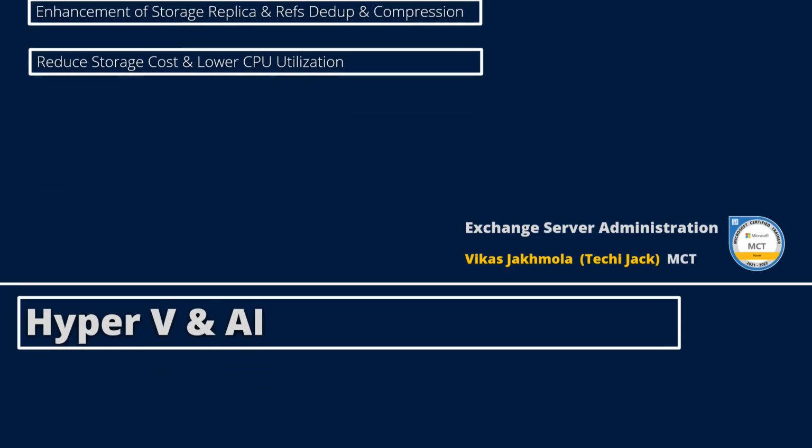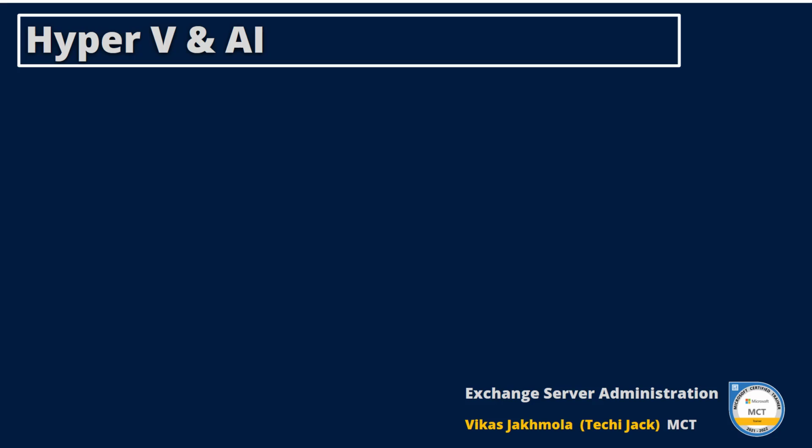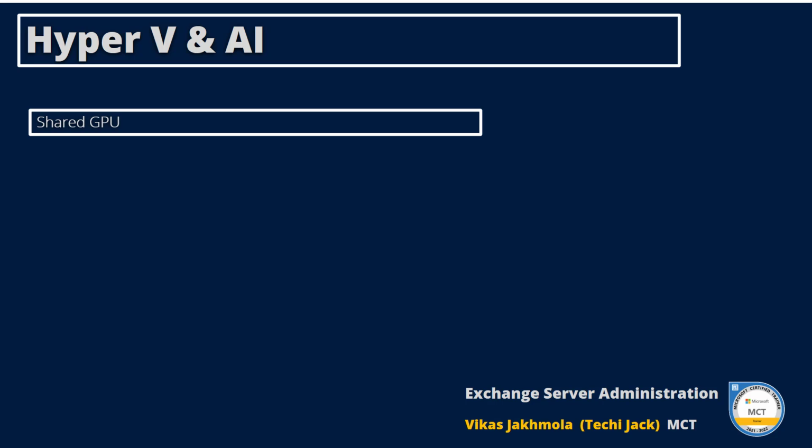The next feature is Hyper-V and AI. Now you can use Hyper-V with artificial intelligence. You can share the GPU. Now you can share the GPU across multiple VMs. It means now you can create a GPU partition as well. You have GPU partition support for Hyper-V, including support for live migration as well.